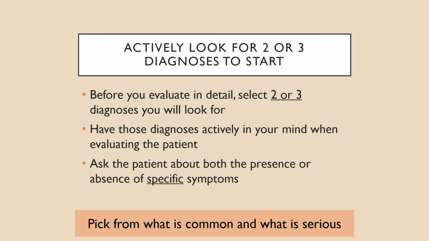How would you choose these 2 or 3 diagnoses? Pick from what is common and what is serious. For example, for shortness of breath, you could choose the following 2 causes of shortness of breath: anxiety, a fairly common disease, and pulmonary embolism, a very serious disease.